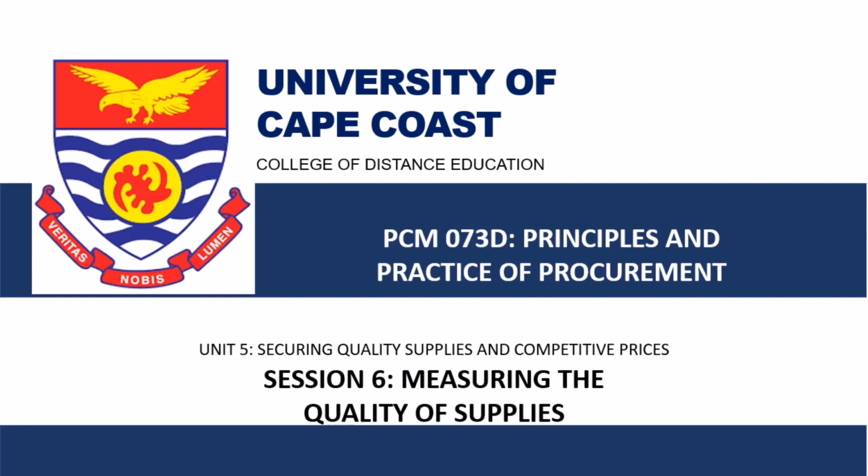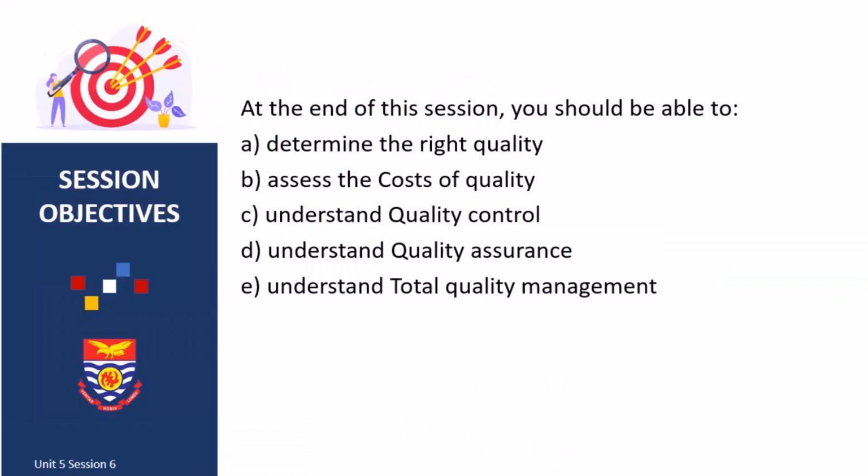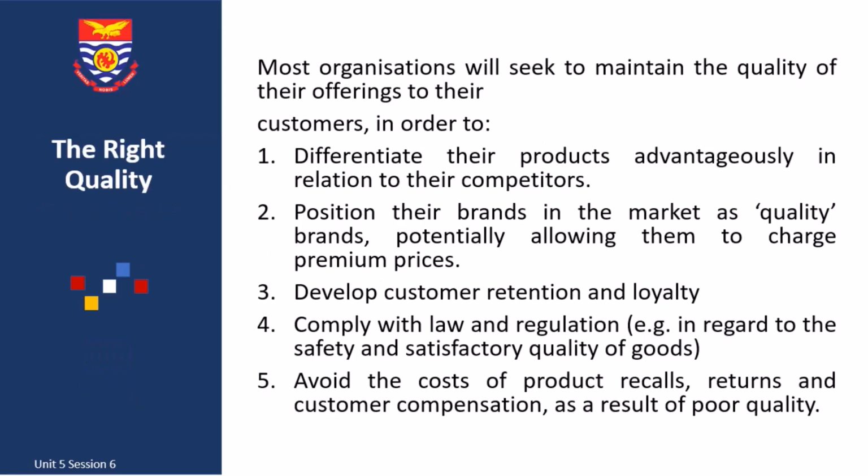Thus, for successful conclusion of this unit, there is the need to discuss how to measure quality of the supplies we seek to procure. At the end of the section, we should be able to determine the right quality, assess the cost of quality, understand quality control, understand quality assurance, and understand total quality management.